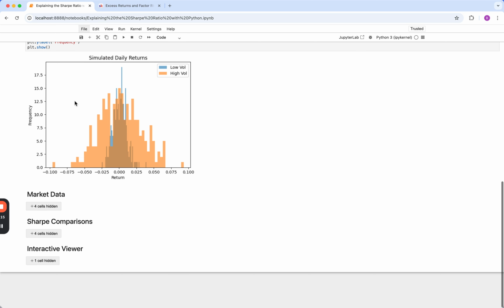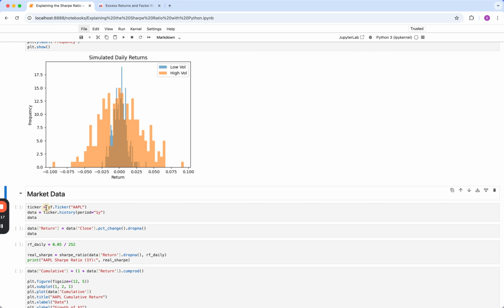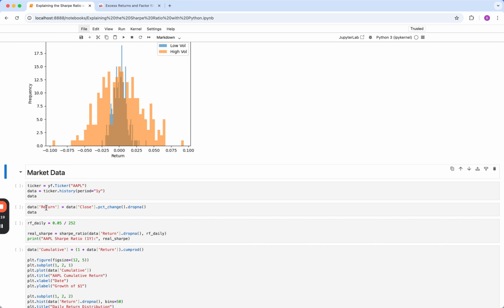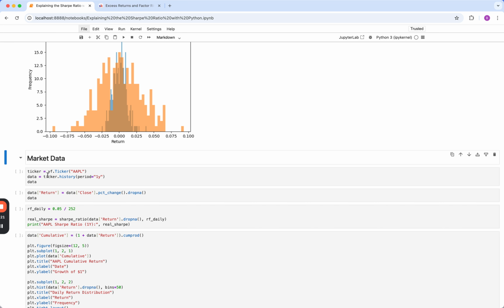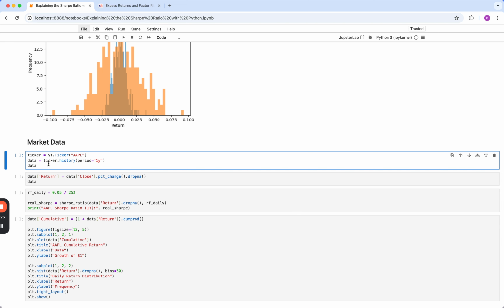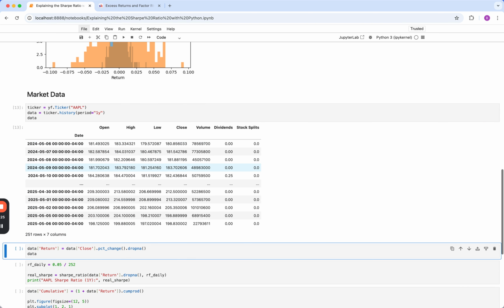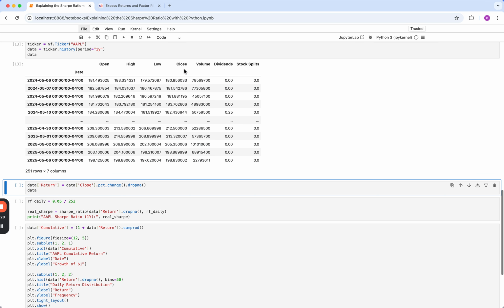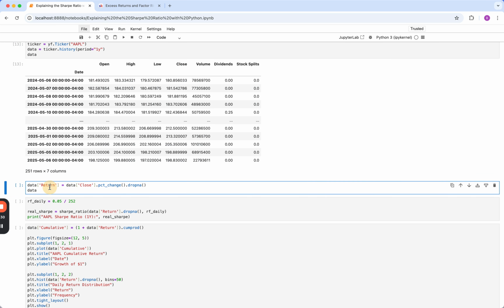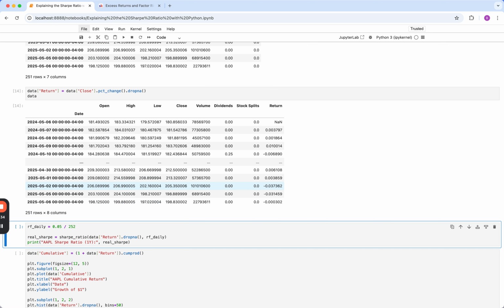So now let's actually look at some real market data to see how we can compute this for some real instruments. So I'm going to use Yahoo Finance, and I'll just pull in the last year's of Apple data. And what we want to do is take the close price and then convert it to returns just by calculating the percent change day over day. And now we have a returns column on the right here.